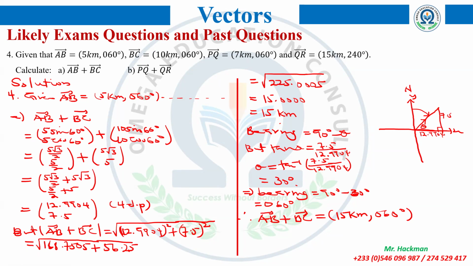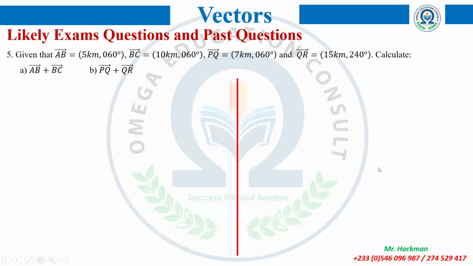Okay, very good. So indirectly now you know how to find the bearing of vectors in column form. We've done one. Maybe we'll encounter another situation.